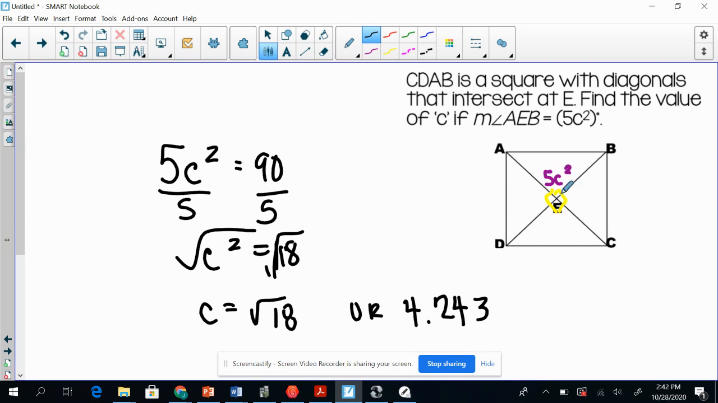Now, if it asked what this answer was and you wanted to check it, obviously you know they're 90, but to check it, 5 times the square root of 18 squared. Remember, if you square the square root, it falls off. So that's 5 times 18, which should give us 90. We did our math right.